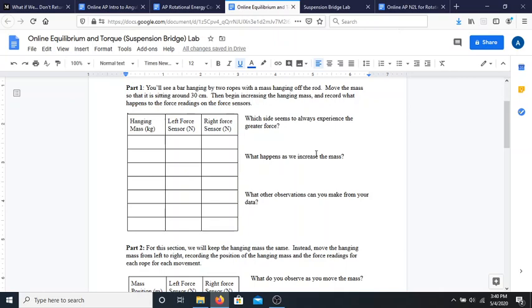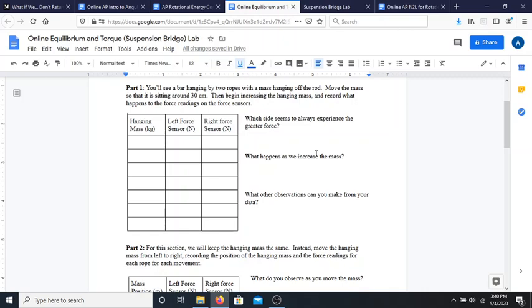Remember, the first part of this lab is you were increasing the mass while keeping it at a certain point. Hopefully you noticed that, if you followed my directions, the left force sensor always had a higher reading than the right force sensor. As you increase the mass, both force readings increase as well.